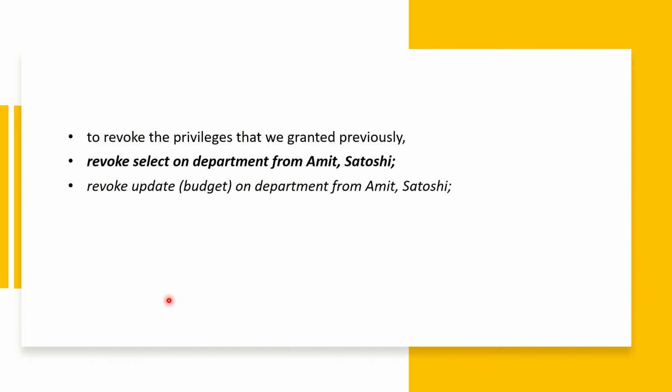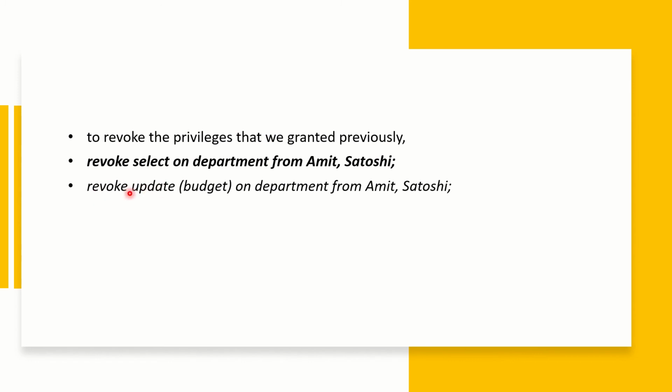Suppose I am giving one example. Revoke select on department from Amit, Satoshi. That means, suppose this person has been given privileges, it's not specified which, but if the person has been given any privileges, the select privilege of these users on the department table is withdrawn by the DBA. So that is the meaning of this one.